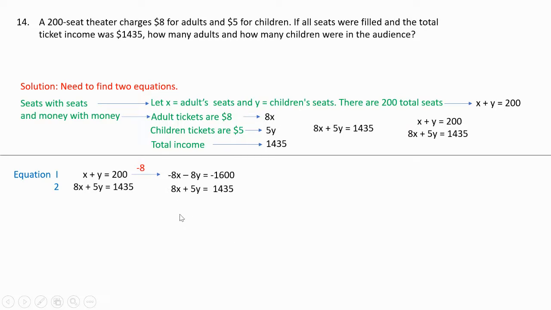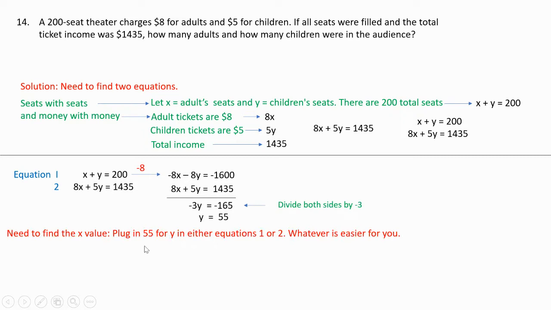Now we add the terms. The x's will be eliminated. So -8y plus 5y will give us -3y, and -1600 plus 1435 will give us -165. We divide both sides by -3, so y equals 55. So I found the y value. Now I need to find the x value.